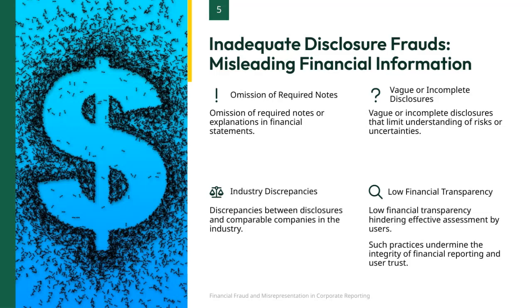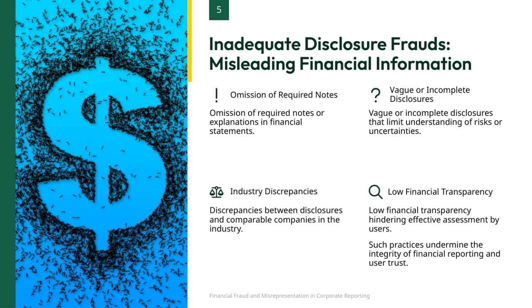Here, we see some common types of inadequate disclosure frauds that can significantly mislead users of financial statements. First, there's the omission of required notes or explanations. These notes are crucial because they provide context and detail that can't be captured by the numbers alone. When these are missing, it creates gaps in understanding. Next, vague or incomplete disclosures can also be a problem. If a company isn't clear about risks or uncertainties, it's much harder for investors and other stakeholders to make informed decisions. This lack of clarity can hide important information or downplay potential issues.